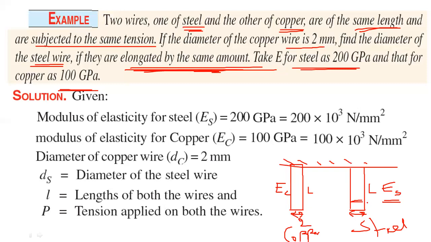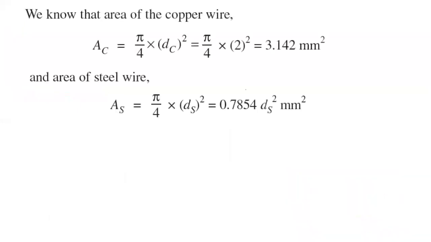Here, the relation between Young's modulus and cross-sectional area is inversely proportional. That's why if the Young's modulus of the material is high, then the diameter of the material is low. So by using that relation, you have to find the suitable diameter of the steel wire. First of all, you have to find out the cross-sectional areas of steel and copper wires.